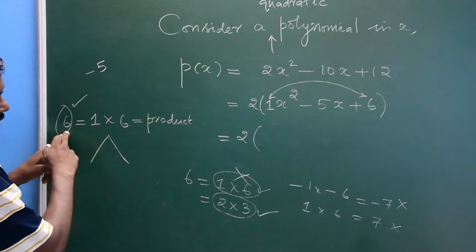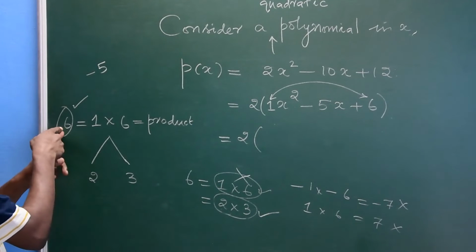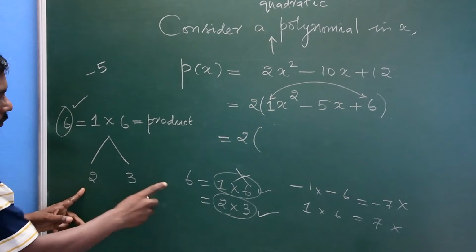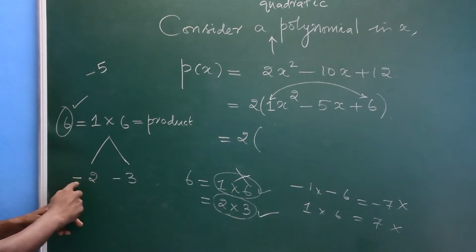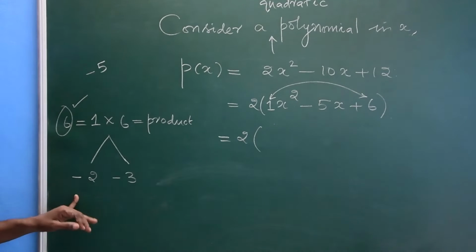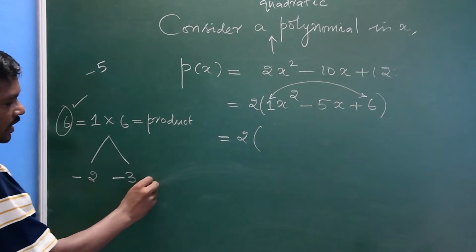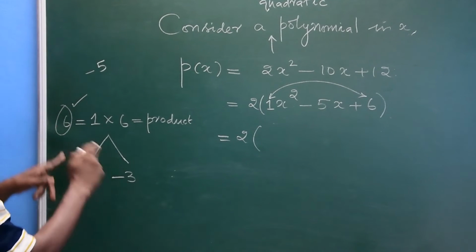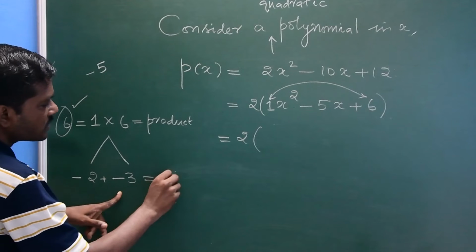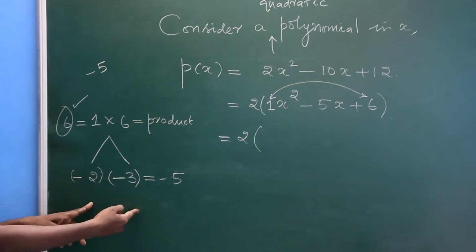Now, the product is 6, but the sum is minus 5. So let us take 2, 3. When you multiply these two, we get 6. But when we add these two, we get only plus 5. But when you attach a minus sign to both the numbers, minus 2 times minus 3 gives plus 6. So the product is plus 6, that is okay. And when you add minus 2 and minus 3, you get minus 5. So this is the factorization that we are looking for. Okay?